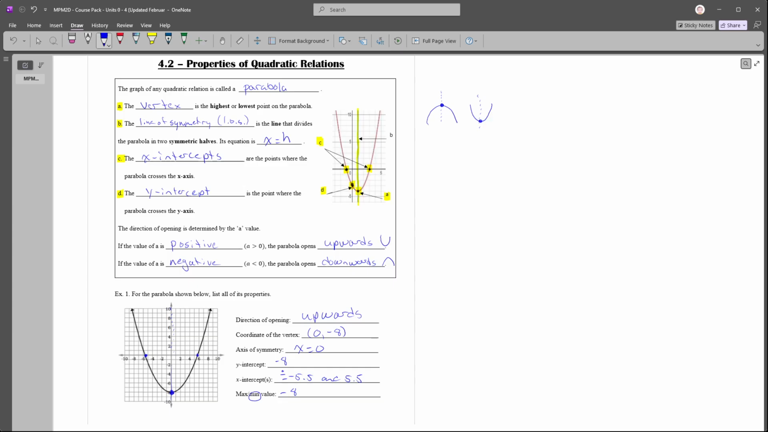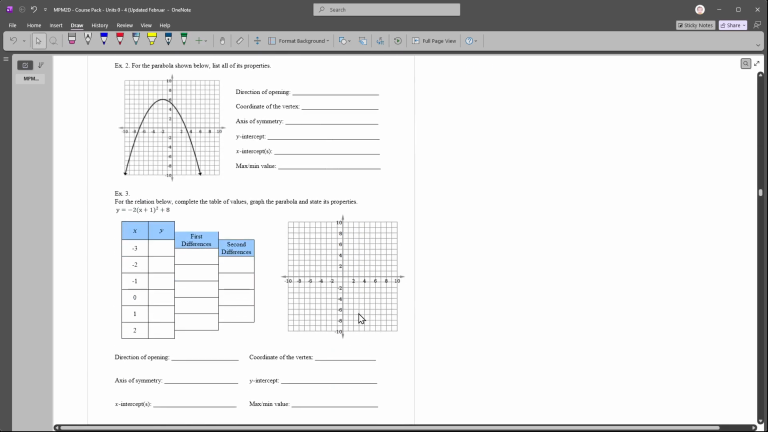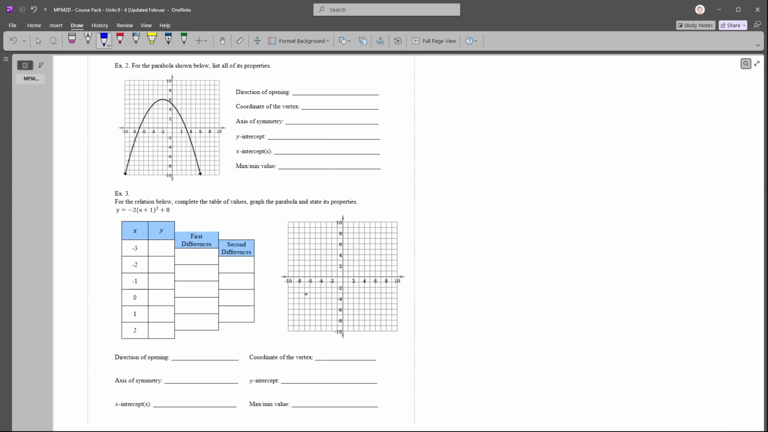Okay? Let's go down to another curve. All right. So for example number 2, let's do the exact same thing we did a second ago, but now we're looking at a much different looking curve. So we see this curve is coming up, and it's going to cross the y-axis here. We can see that it crosses the x-axis here. We can see that its vertex is here, which also means its line of symmetry is going to go straight down here. So we can see all this information. So let's go fill it in over here.